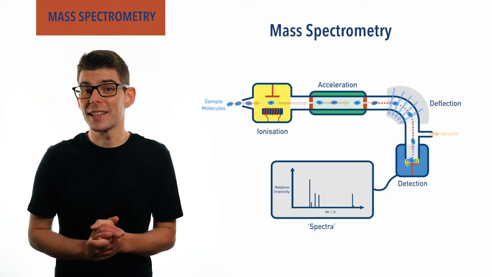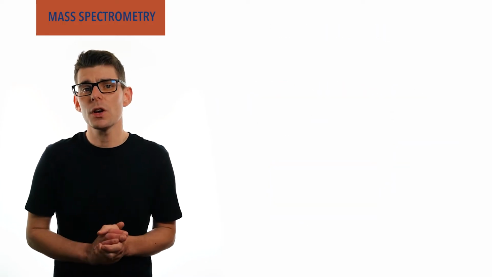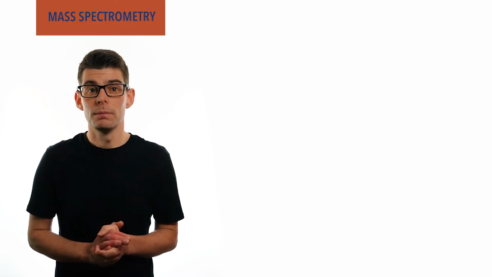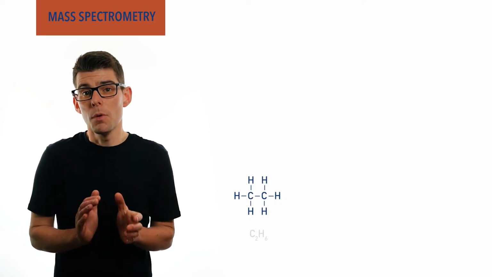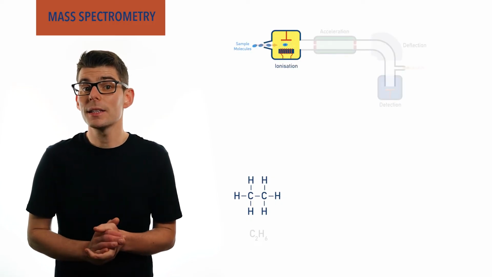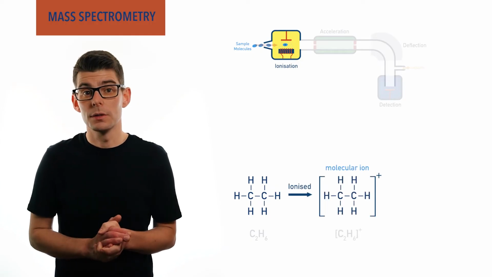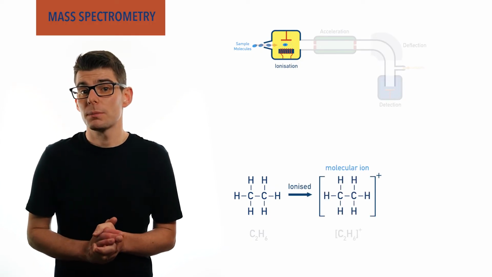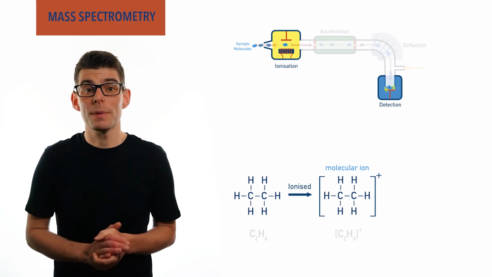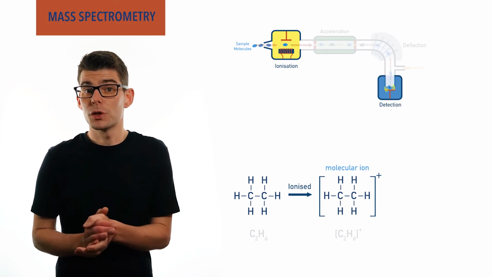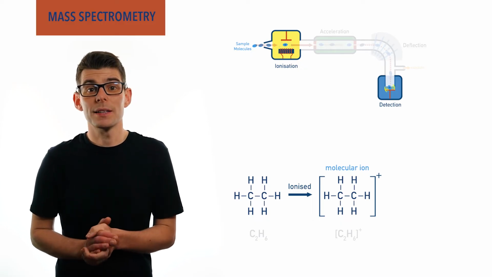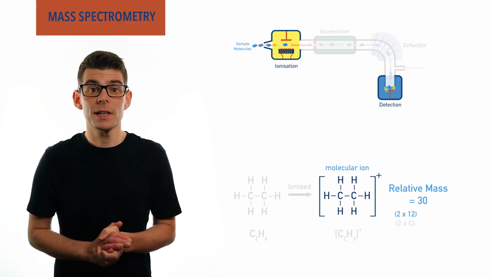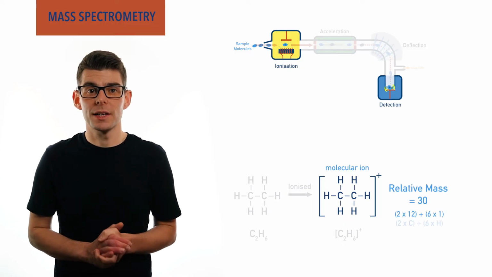So, on to organic chemistry use. The positively charged ion formed when a molecule is ionized is called a molecular ion. For example, if ethane C2H6 is analyzed, molecules of ethane get ionized and turned into C2H6+ ions. These C2H6+ ions are what get detected in the mass spectrometer. And because they are made up of 2 carbon atoms and 6 hydrogen atoms, each molecular ion would have a relative mass of 30, 2 times 12 from the carbon atoms and 6 times 1 from the hydrogen atoms.